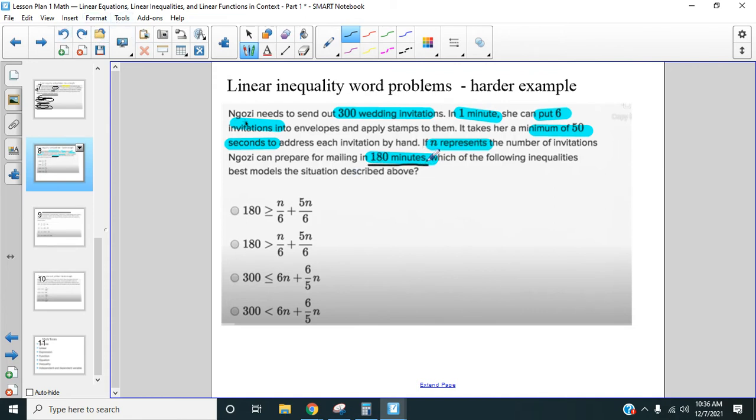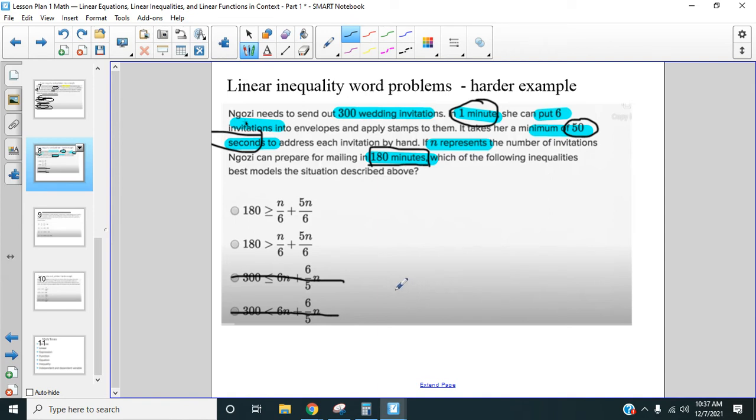So we have 180 minutes. They're asking us, in 180 minutes, how much can we do? So our constraint in this case is 180. It is not the 300. Another thing you should notice is that for all these other portions, the unit of measurement is seconds or minutes. It's talking about time. So if we're looking for a situation revolving around time, then this is not it. This is in relation to a certain number of invitations.